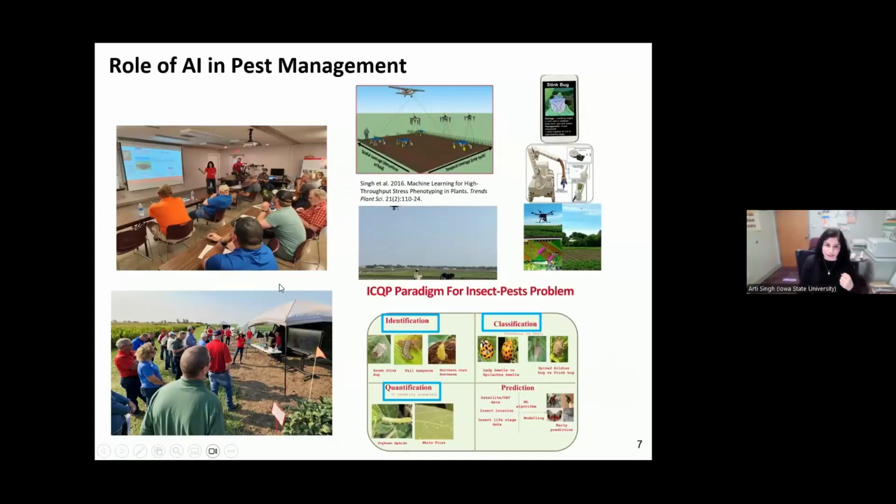for the weeds and diseases? So in 2014, we came up with this ICQP paradigm of how AI can be used for identification of pests. It can be used for classification, quantification, and prediction. So this is where all our research problems lie: how can AI be used to automate these four quadrants which you are seeing here.